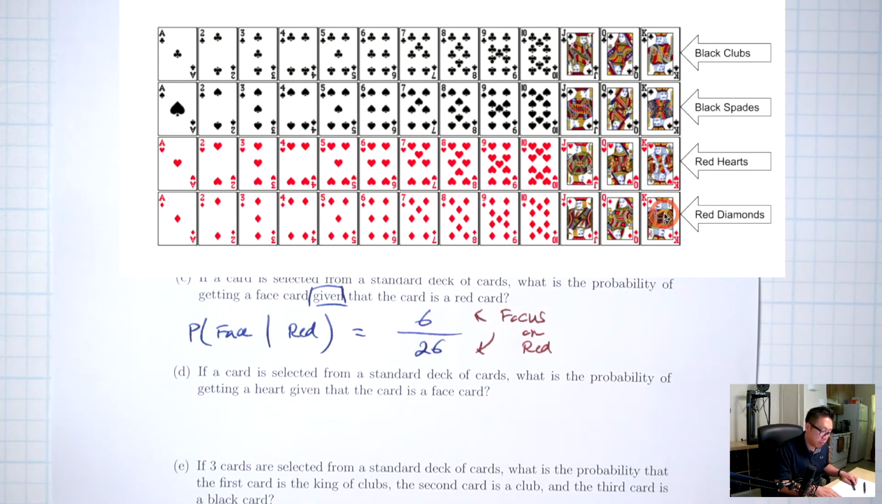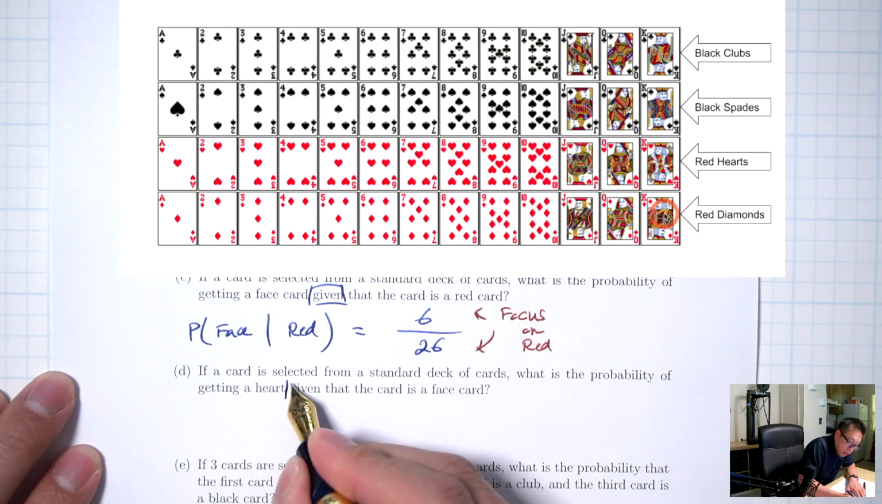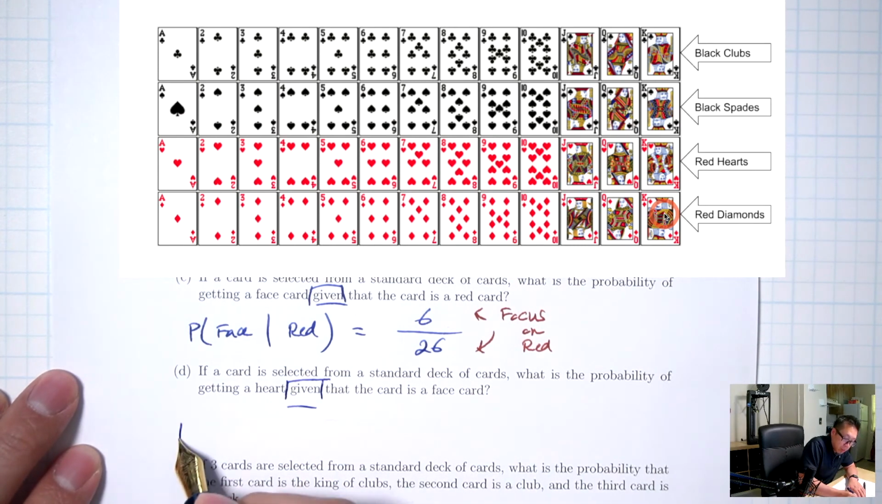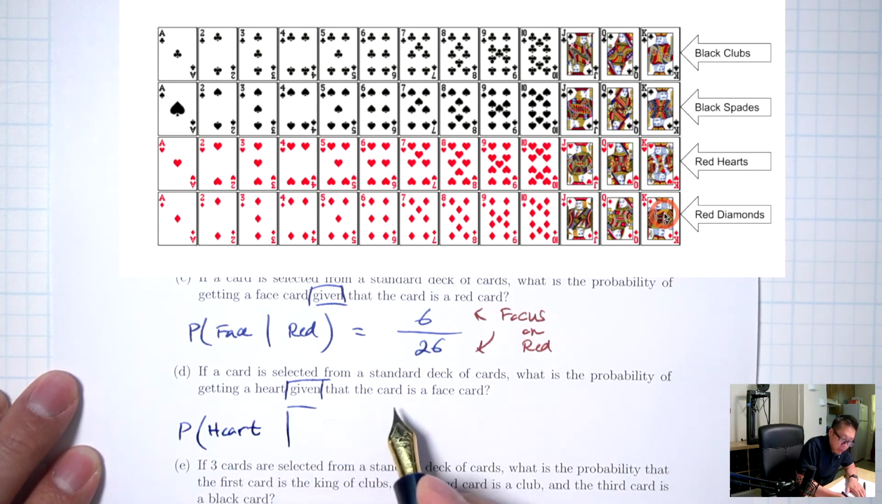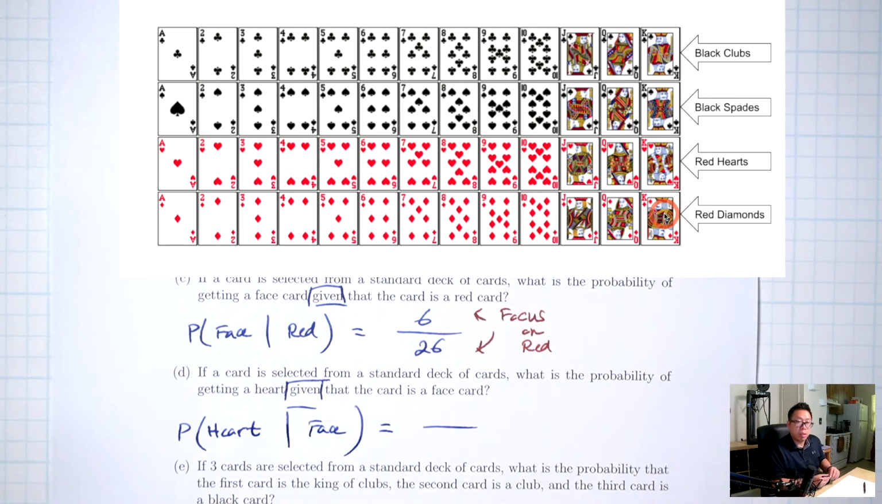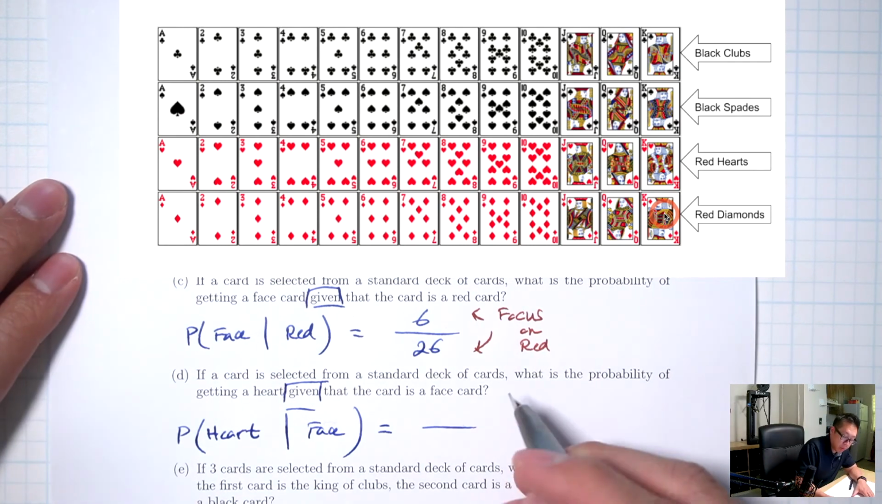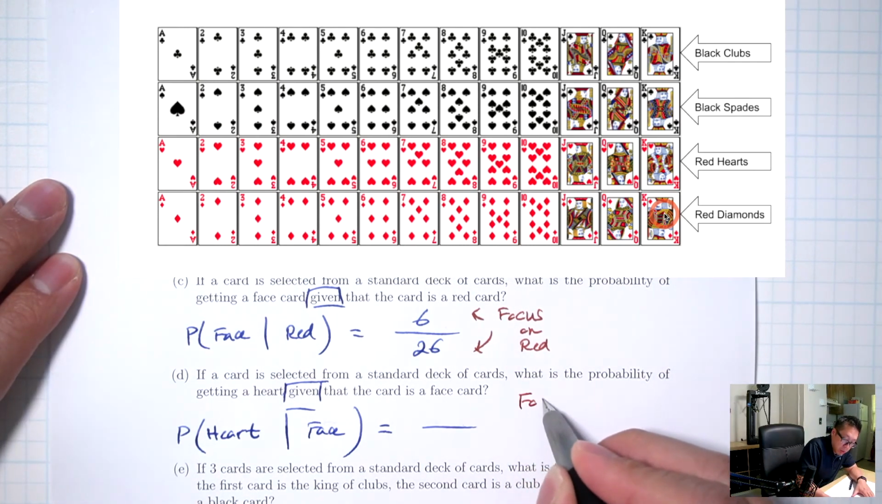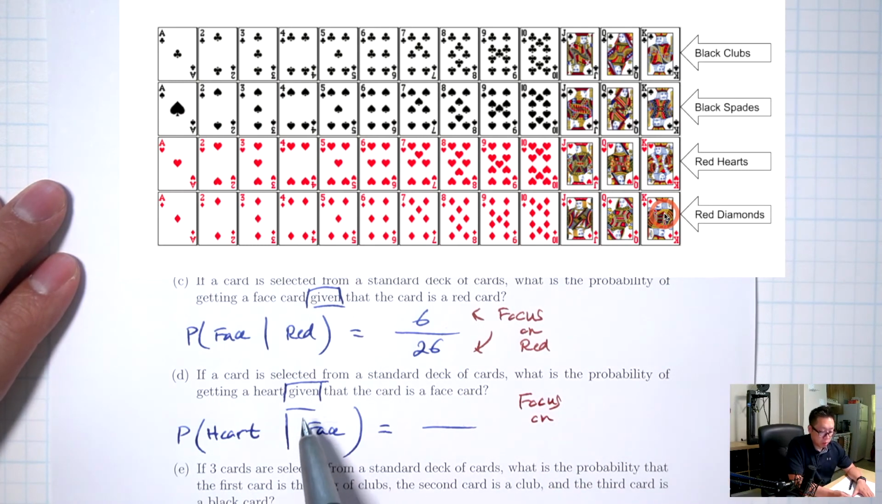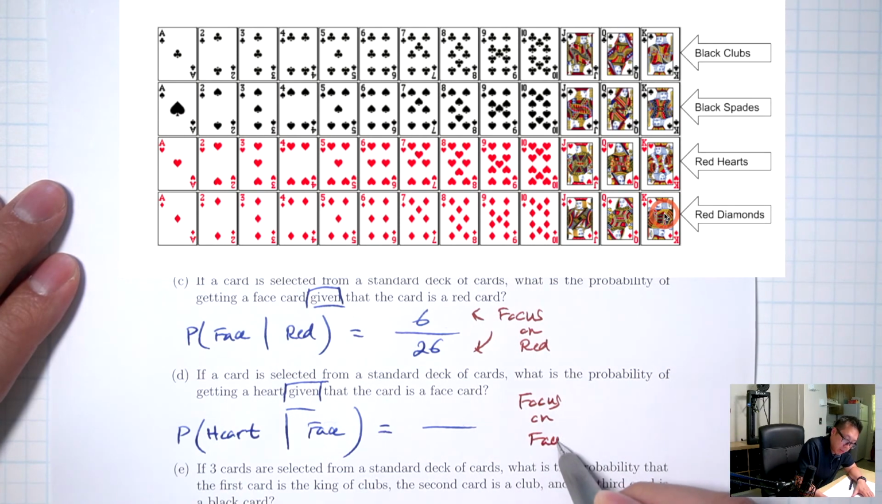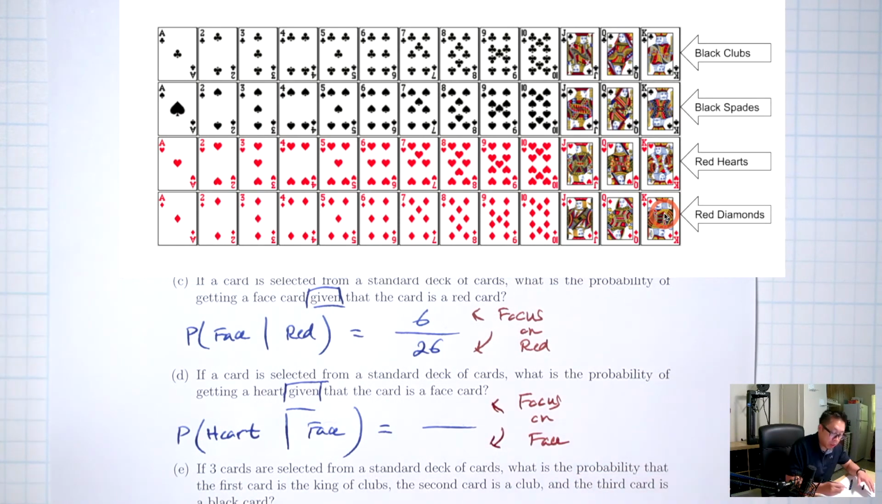Part D. If a card is selected from a standard deck of cards, what's the probability of getting a heart given that the card is a face card? Given, this is conditional probability. I'm going to write symbols. I want heart given face. Right? Conditional probability, I should be focusing on certain cards. What am I focusing on? So the given part, which is usually the second part, so I'm focusing on face for both the top and the bottom.